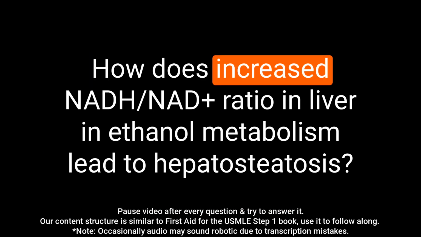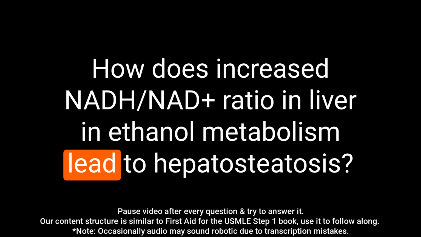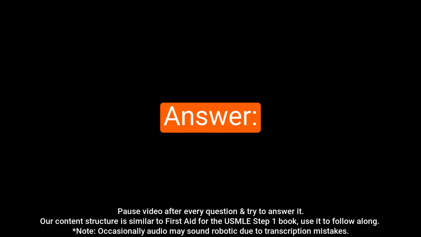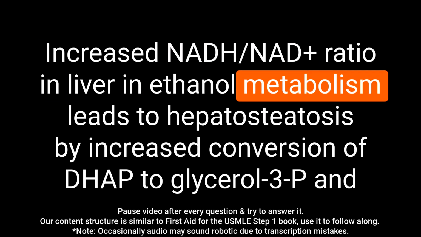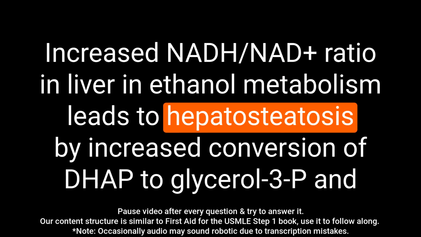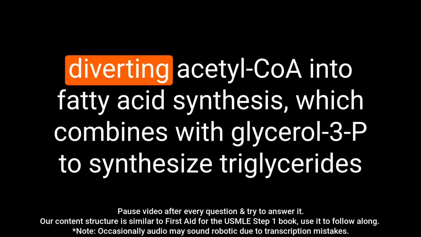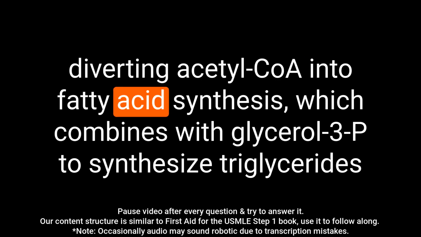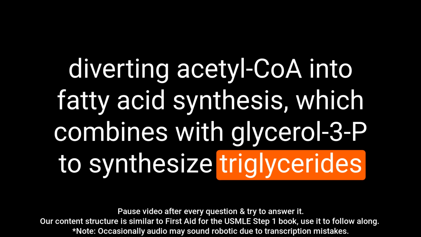Question: How does increased NADH, NAD+ ratio in liver and ethanol metabolism lead to hepatosteatosis? Answer: Increased NADH, NAD+ ratio in liver and ethanol metabolism leads to hepatosteatosis by increased conversion of DHAP to glycerol 3P and diverting acetyl-CoA into fatty acid synthesis, which combines with glycerol 3P to synthesize triglycerides.